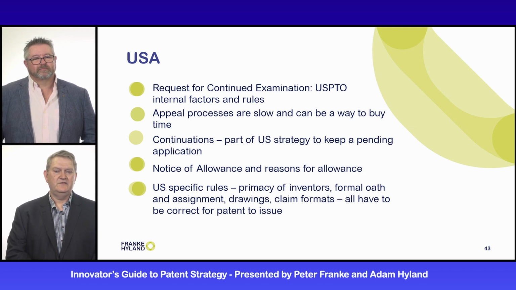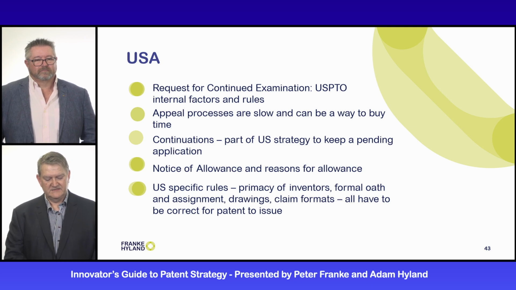The other particular point in the US, going back to the US being a bit special and a bit different than everywhere else, is that they have particular rules around inventors and the sort of formal oaths and assignments you need from them. They come very much from a position that the inventor is the prime party. Until a relatively few years ago, you couldn't file in the name of a company. You had to file in the name of inventors and then assign the patent. The claim formats, the drawing rules, they're all a little bit different to everywhere else. So it makes things slightly more expensive always there.